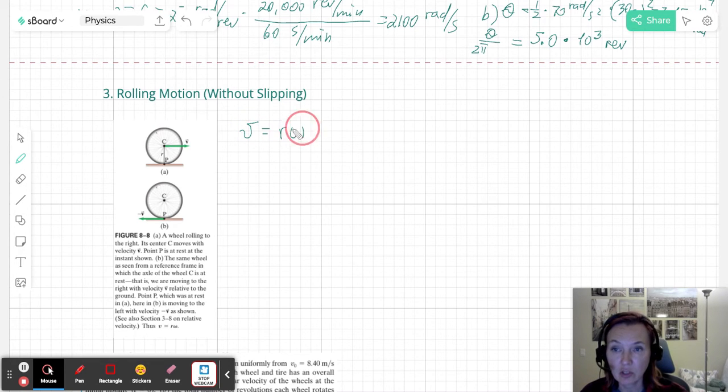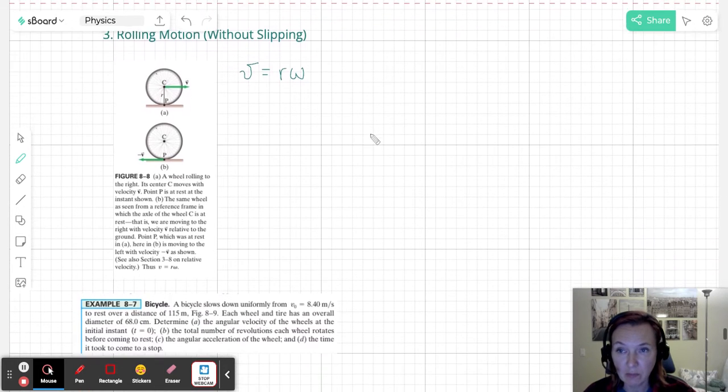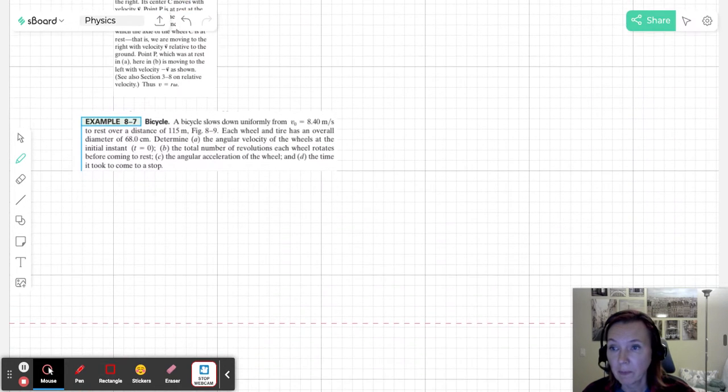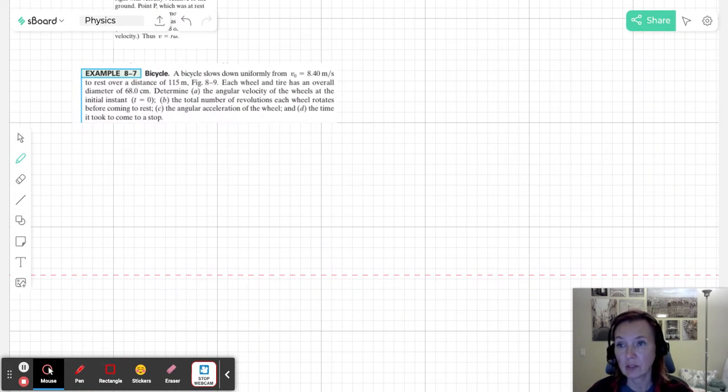Velocity negative v, which means that our velocity v has to be in relationship with the angular velocity r omega, just like what we had in our previous case. So this is our relationship: v, linear velocity, has to be equal to r omega, and that works when there is no slipping. Very simple formula. And we will look into an example with the bicycle, which is given to us.